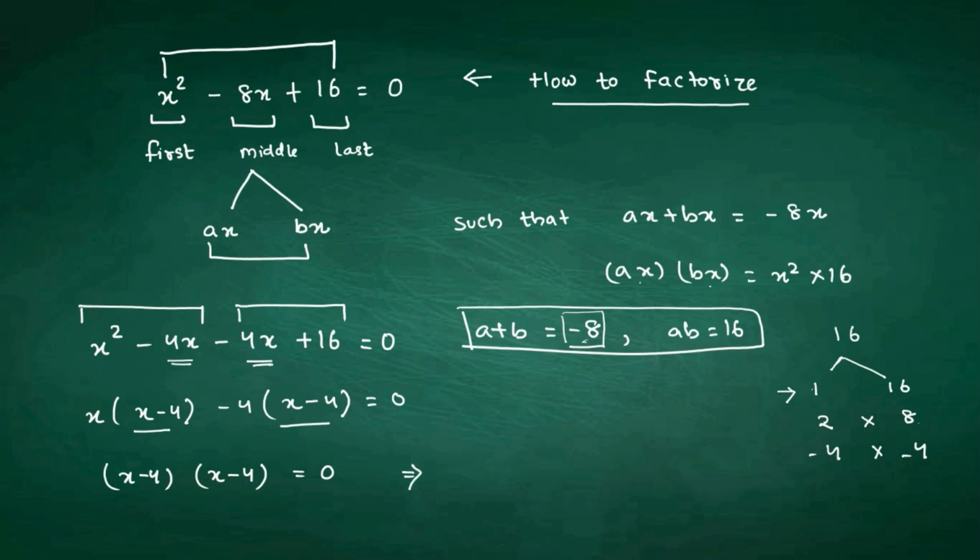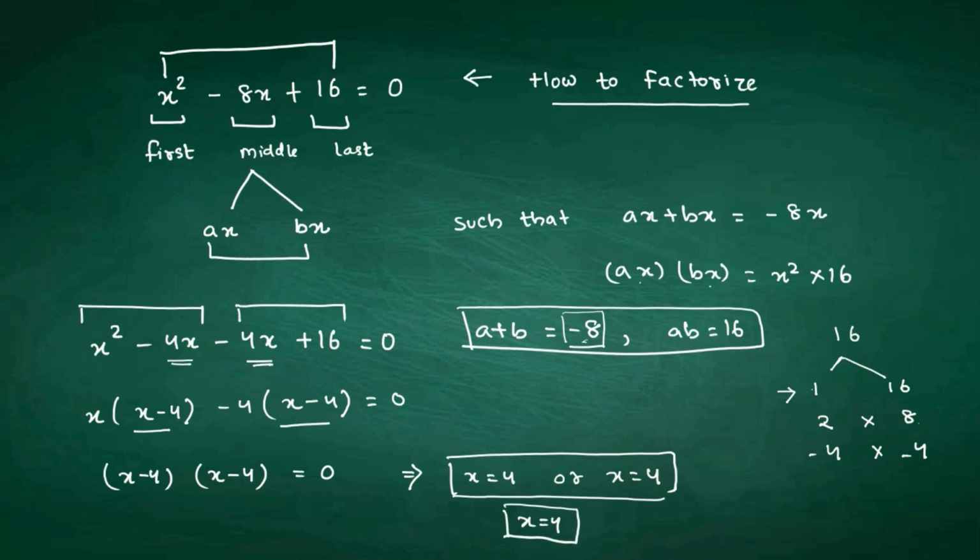So here you see the factors, if I use the null factor law, will be x equals 4 or x equals 4. So you say both the factors are equal. So here there is one factor that is occurring twice. So you will say x equals 4 is the only solution to this equation.